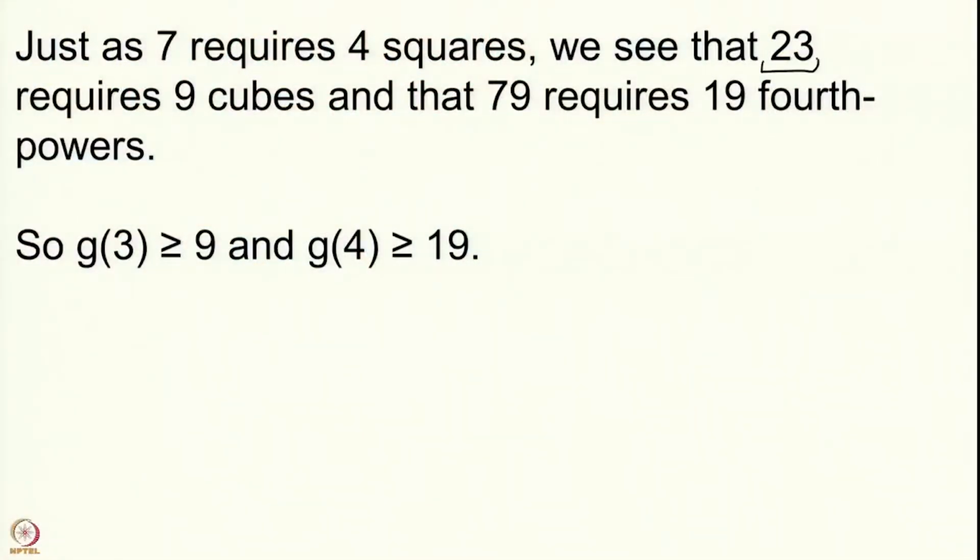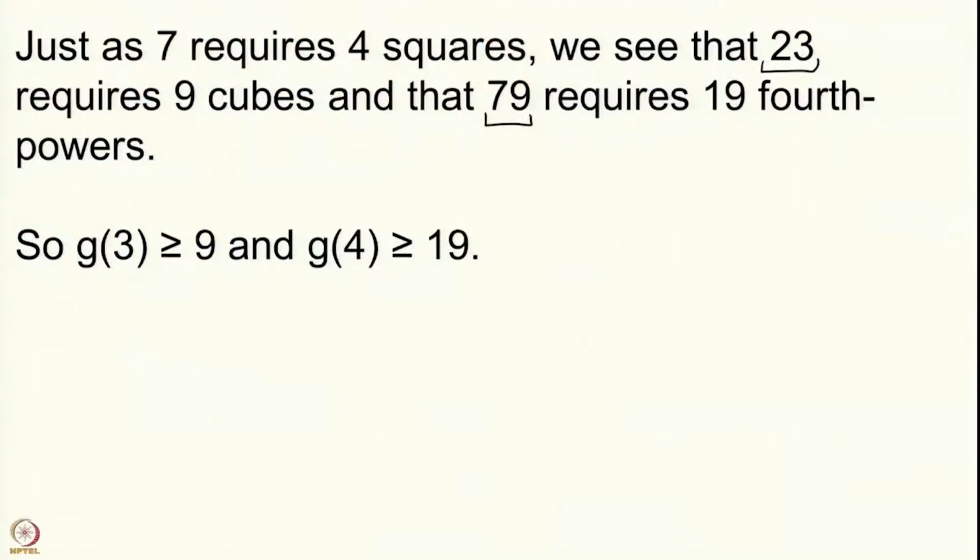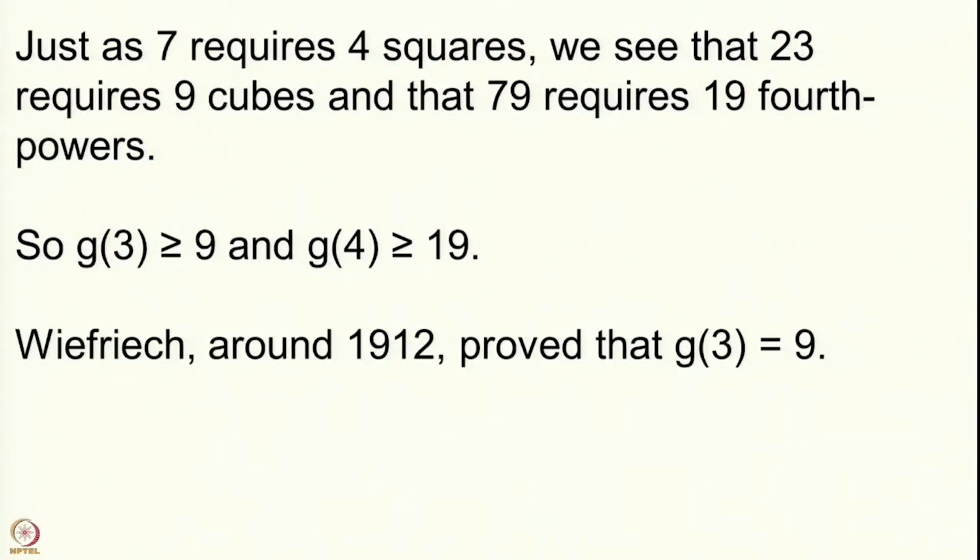So, similar things can be done by us for the particular cases where k is 3 and k is 4, and then we see that 23 is the number which requires 9 cubes and 79 requires 19 biquadrates or 19 fourth powers. So, these are the lower bounds. We wanted to now prove the upper bounds, which is a more difficult thing. We wanted to prove that every n can be written as sum of 9 cubes, every n can be written as sum of 19 biquadrates. That is very difficult, and there are other problems G5, G6 and so on.